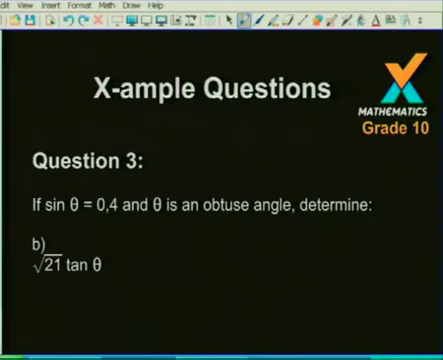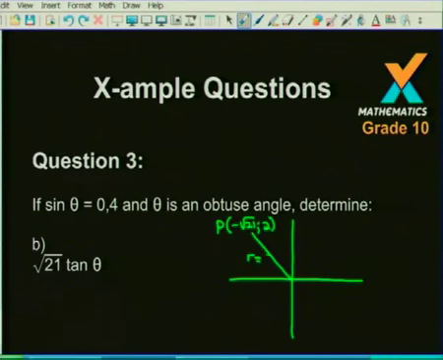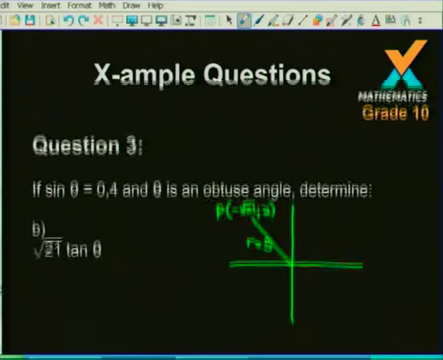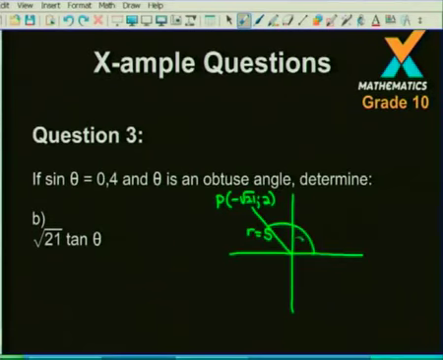I need to remember those values, so I'm just going to jot a little drawing down here, so we've got it for future reference. We found P to be the coordinate minus root 21, 2, and the radius was 5. Right, now they're asking me, and remember that is my theta here. It's always good to show your angle on your drawing, so it's clear. Now they're asking me for root 21 times tan theta.